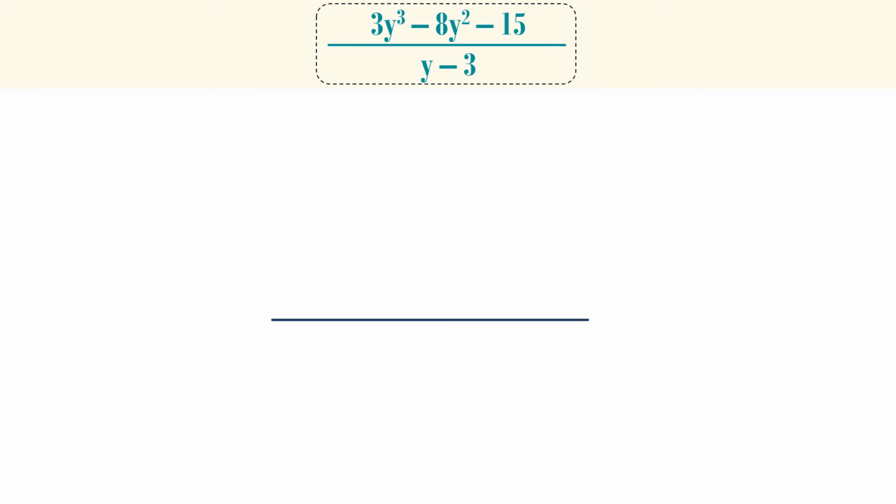Another example, we have 3y cubed minus 8y squared minus 15 divided by y minus 3. So again, to use synthetic division, we have to equate the denominator with 0. So we'll have y minus 3 equal to 0. Then, after that, solve for y. It means we need to transpose negative 3 to the other side. It will become positive. So now we have y is equal to positive 3. This positive 3, we will use this as our divisor. So let's write positive 3 here.